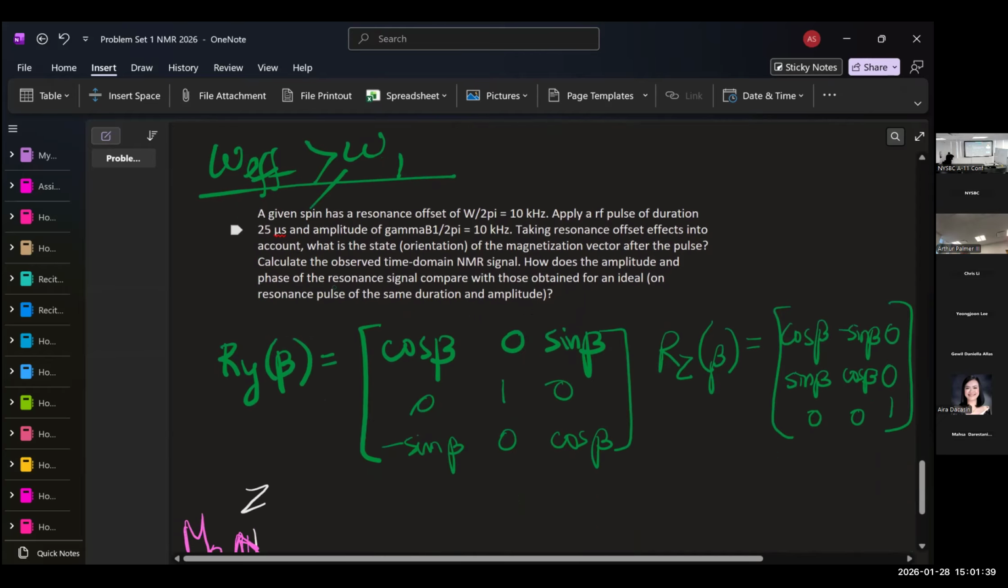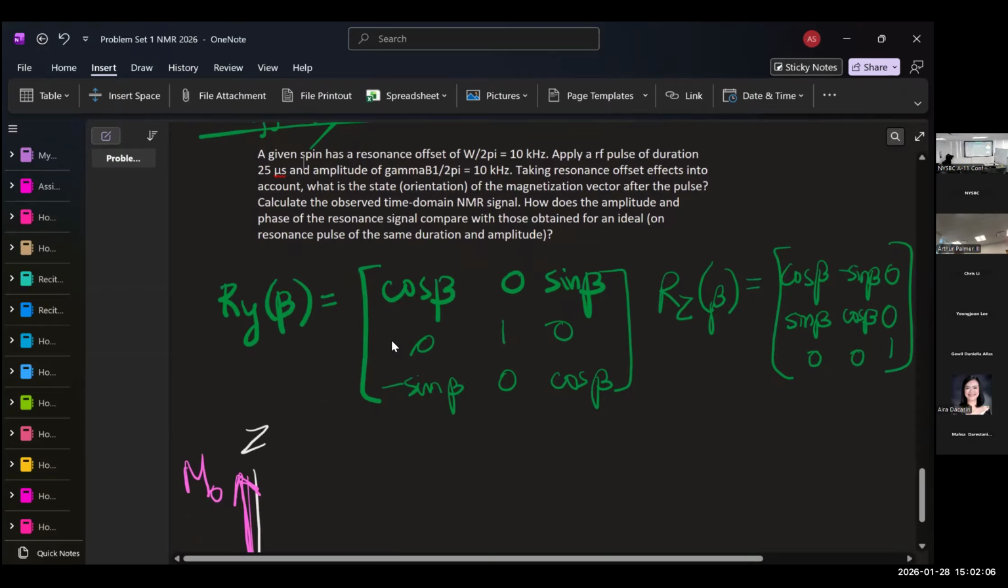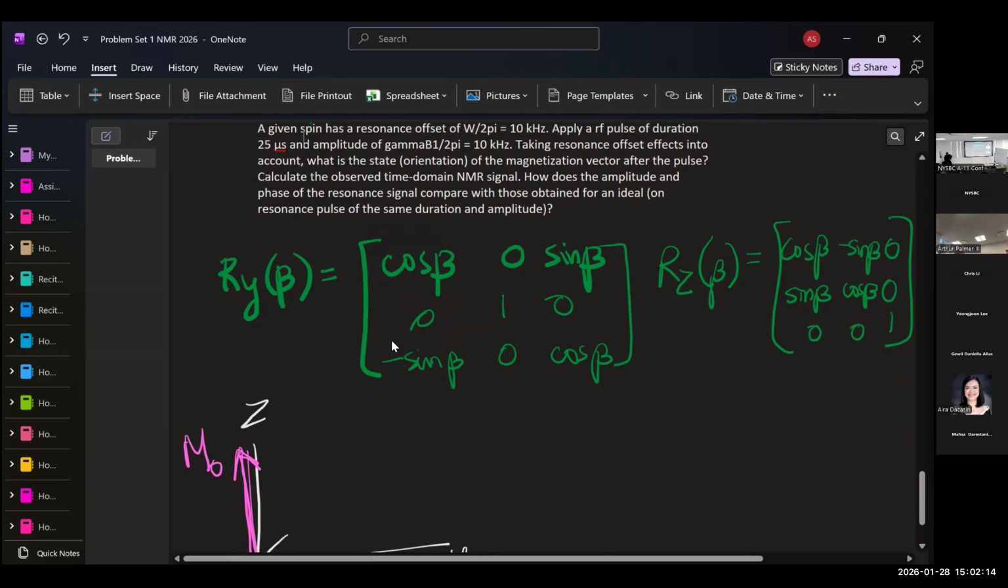Okay. This is the next problem I've picked up. I think we have just enough time to discuss this. This involves the calculation of rotations for an off resonance pulse. And the resonance offset is quite substantial, so a lot of approximations that we have are not going to work very well. It says the spin has a resonance offset of 10 kilohertz, capital omega over 2 pi. RF pulse of duration 25 microseconds, and the nutation frequency is 10 kilohertz. So gamma B1 over 2 pi, which is omega 1.